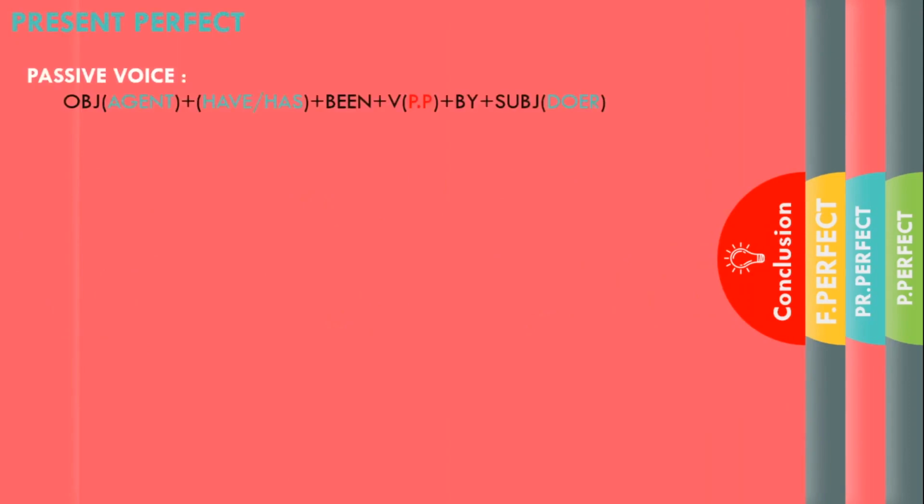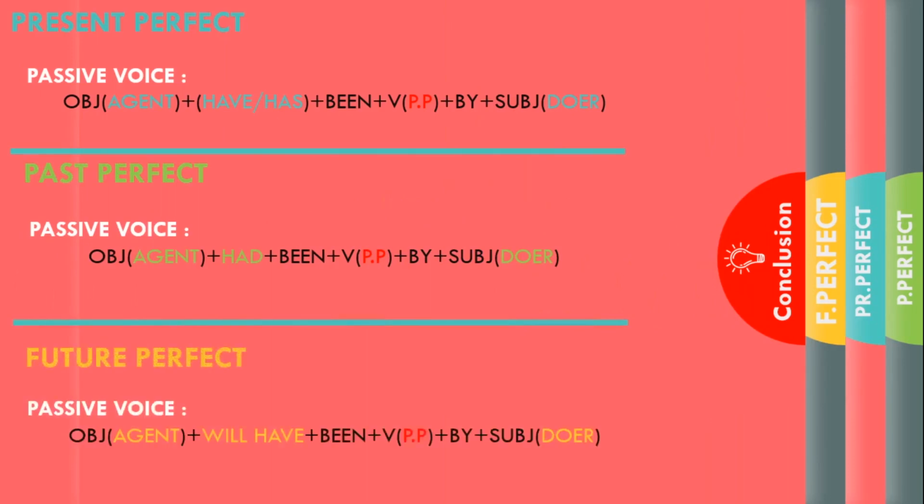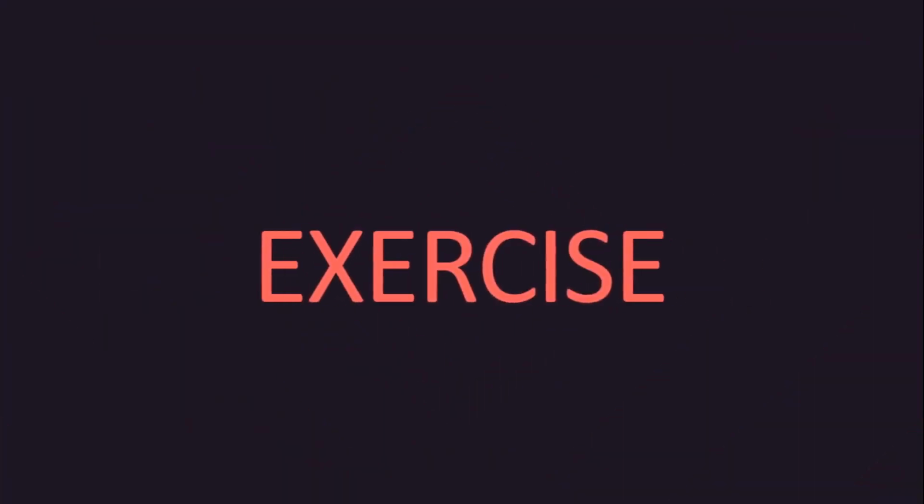Alright, so again the conclusion for all what we did. In the present perfect we have object plus have or has plus been plus verb in the past participle. In the past perfect we have object plus had plus been plus the verb in the past participle, and in the future perfect we have object plus will have plus been plus verb in the past participle. Alright, so again the only difference is in the verb to be, and in all the perfect tenses we have been. Alright, so the verb to be becomes been. Alright, so let's move to a short exercise.